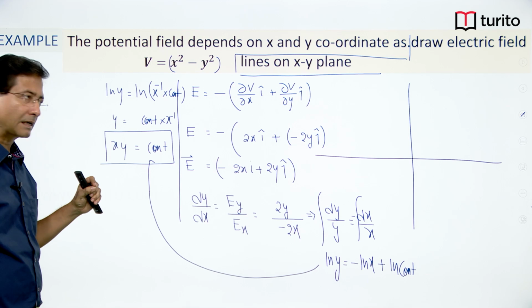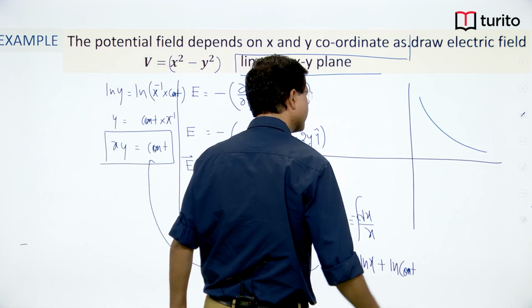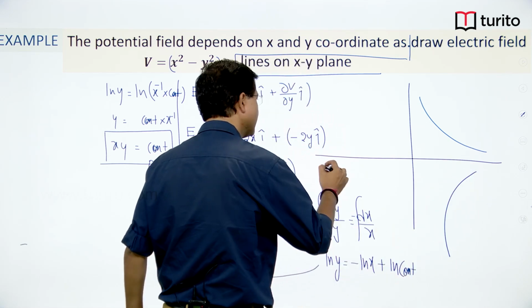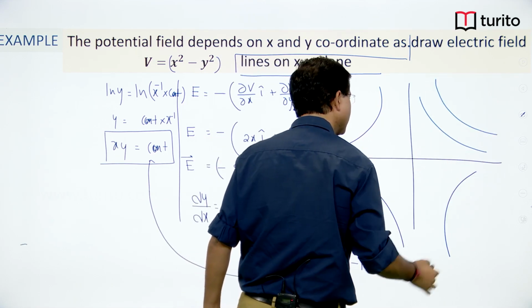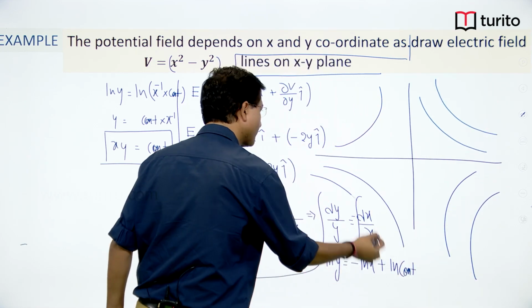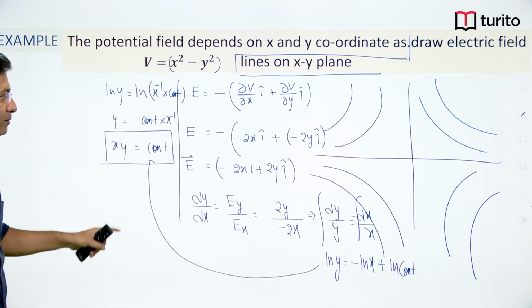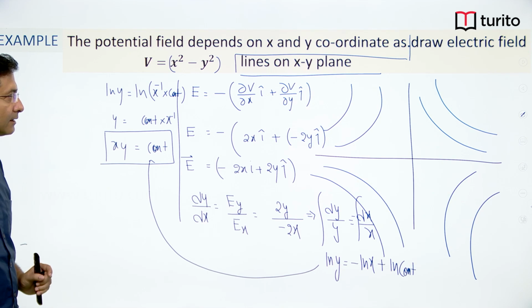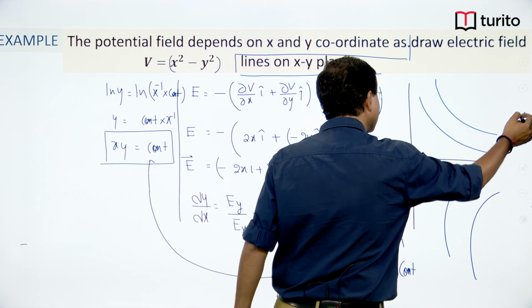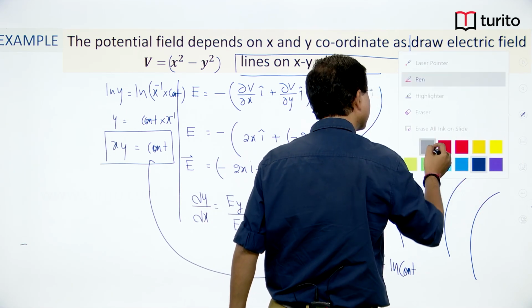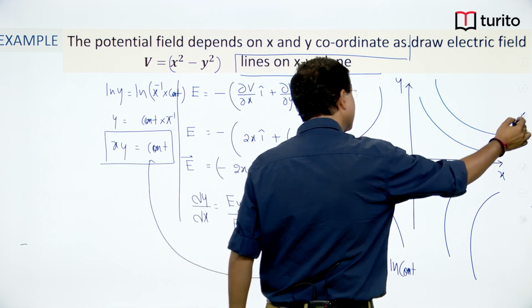So, we have to plot the rectangular hyperbola. Here it will be like this, here it will be like this, here it will be like this, here it will be like this. Similarly, for different values of this constant, you will be getting different curves, right. Now, as we are talking about a field, it will have direction. So, we have to decide the direction here.